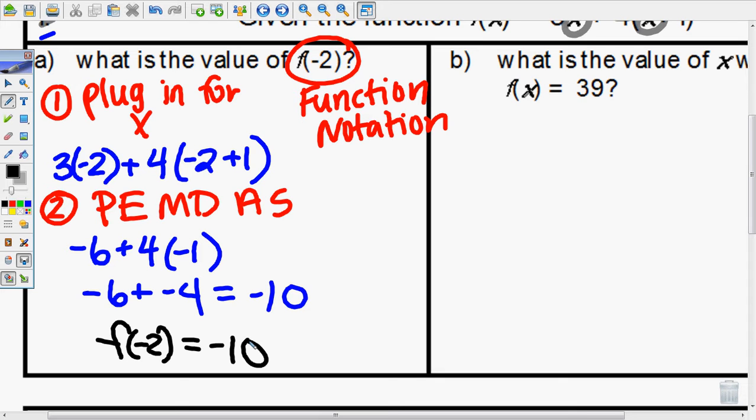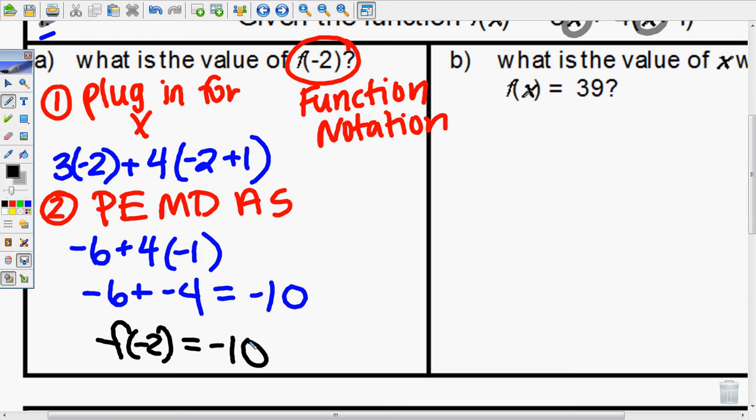Any questions about the two steps? We plug in, we PEMDAS. We plug in, we PEMDAS. Are we good with that? Yes? Alright, so that is what we do when our x is given.